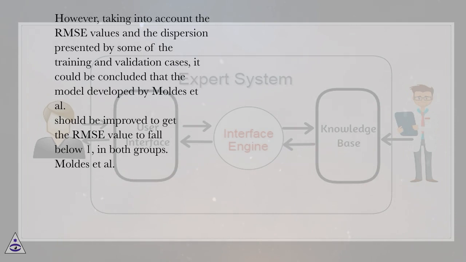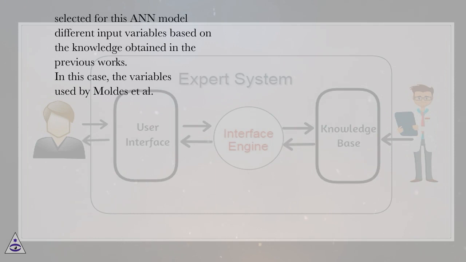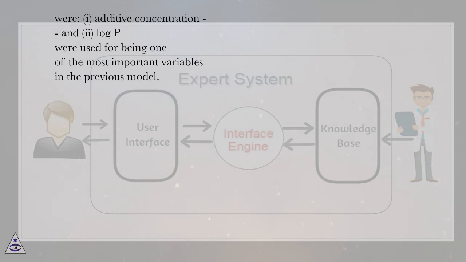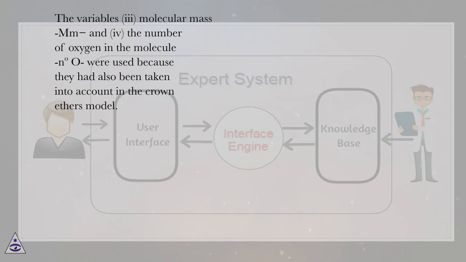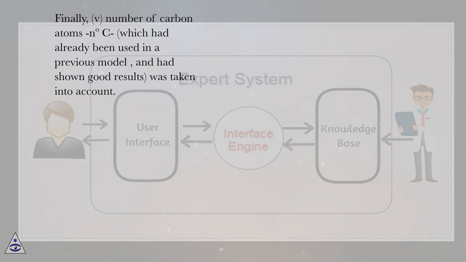Moles et al. selected for this ANN model different input variables based on the knowledge obtained in the previous works. In this case, the variables used by Moles et al. were: 1, additive concentration; 2, log P, used for being one of the most important variables in the previous model. The variables 3, molecular mass M, and 4, the number of oxygens in the molecule, NO, were used because they had also been taken into account in the crown ethers model. Finally, 5, the number of carbon atoms, NC, which had already been used in a previous model and had shown good results, was taken into account.